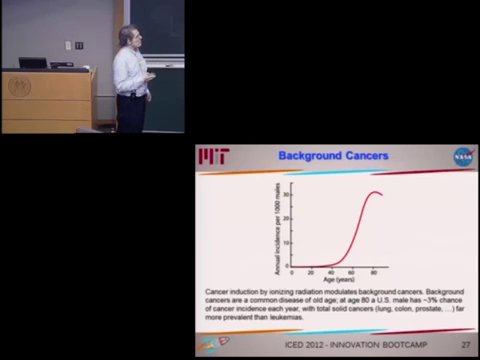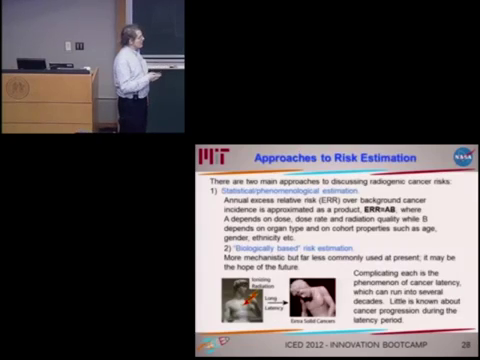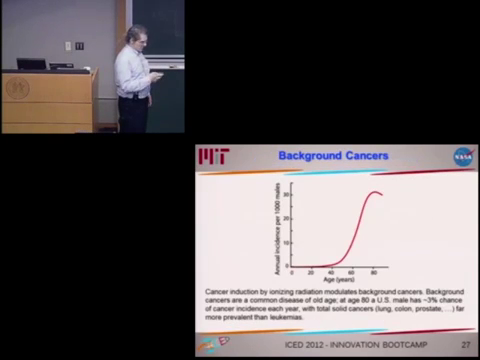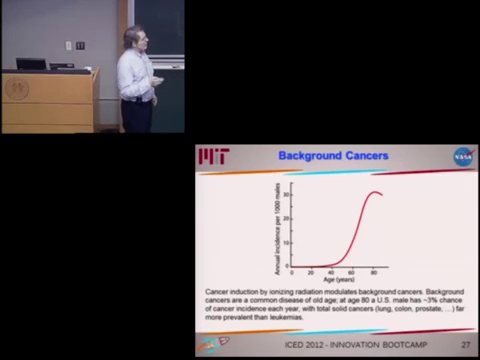Here's an annual incidence plot. This is the annual incidence per 1,000 males per year as a function of age. And one sees that, of course, background incidence of cancers increases with age, no surprise. But then decelerates as you get above around 60 or so.